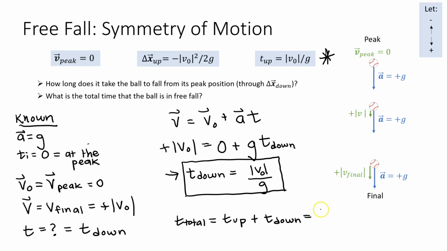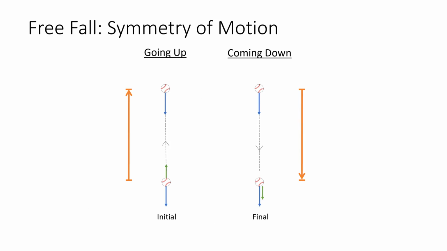And so that would just be 2 magnitude of v naught divided by g. So it's just double. Okay. All right, so let's just do a quick recap of all of the information we just learned. First of all, our ball is in free fall from the moment it leaves my hand to the moment it comes back. And that whole time it's experiencing acceleration due to gravity downwards, which I said was the positive direction. So it's plus g.